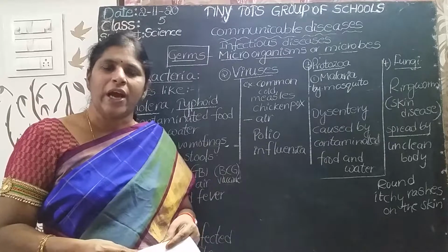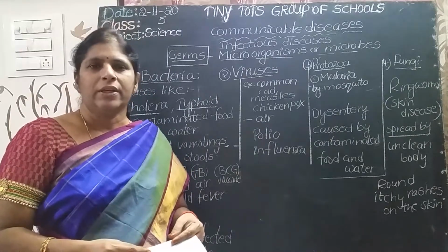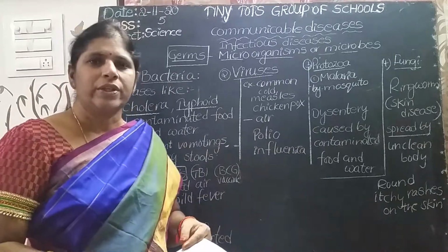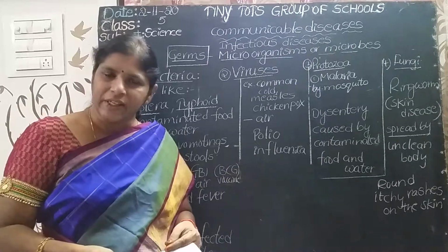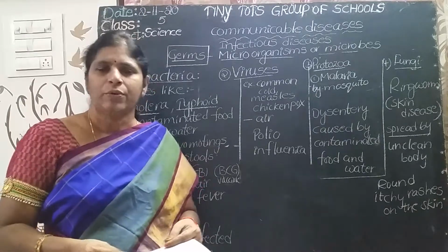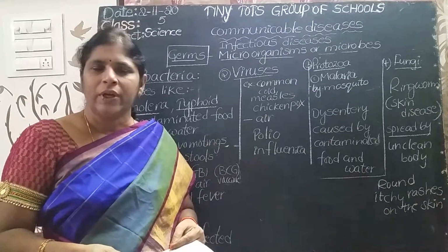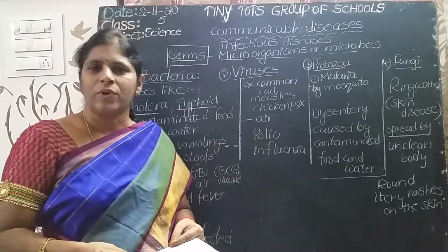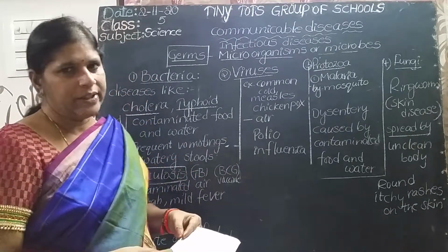Children, you have to watch that video one more time. Today we are going to discuss communicable diseases. Diseases are two types, no children? What are the two types of diseases? Once recall: communicable and non-communicable diseases.